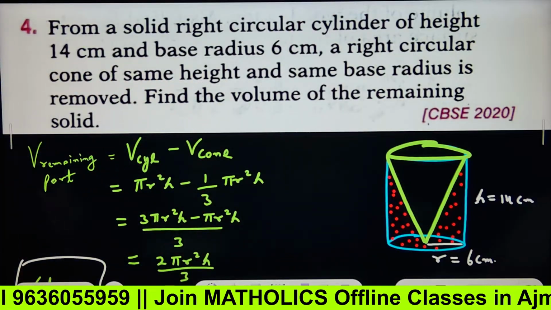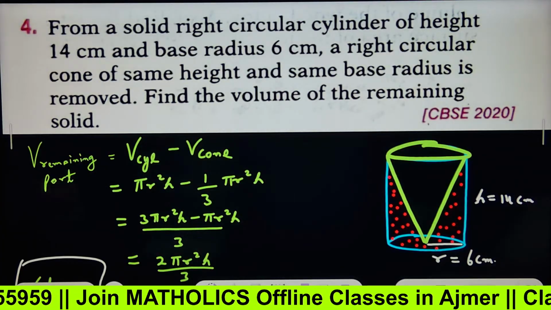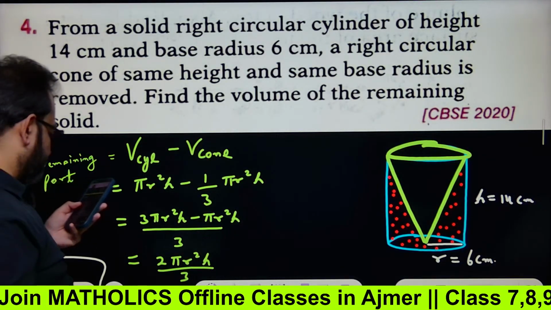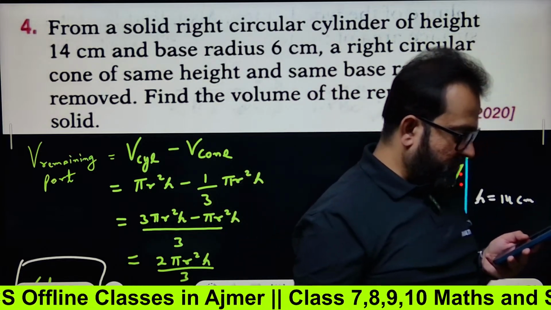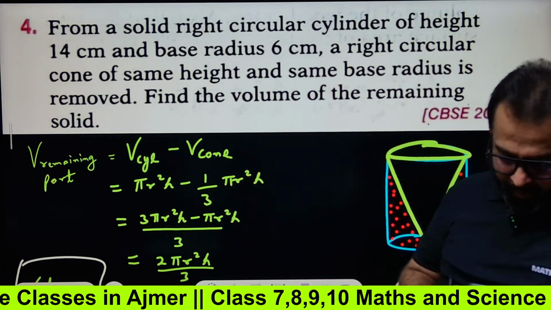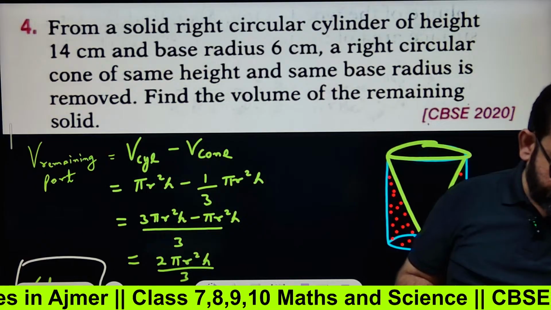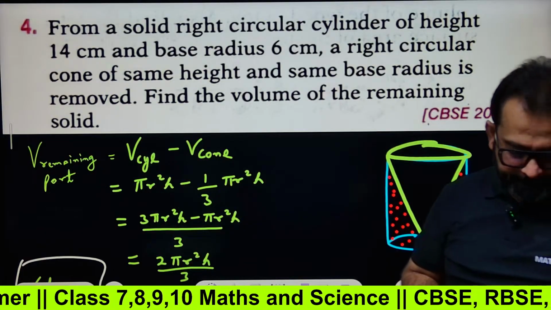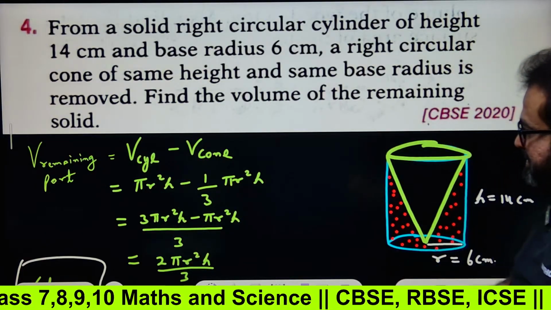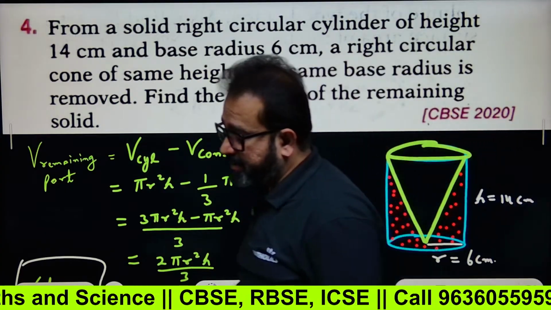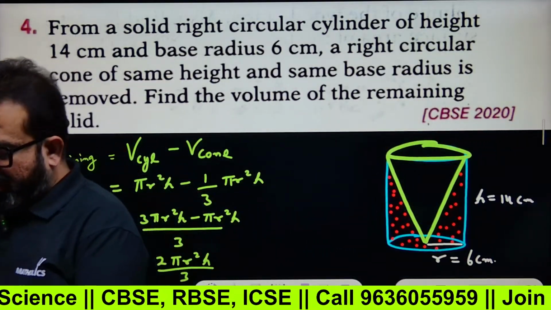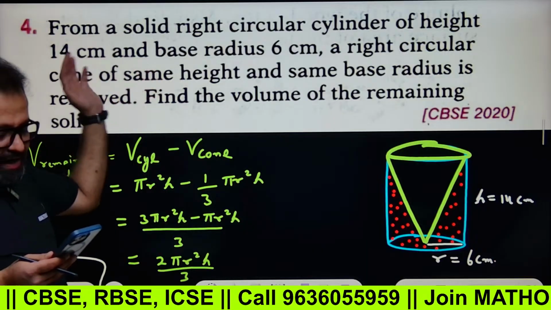Find the volume of the remaining solid. Yes or no? Can we move forward? If this is the correct scenario, the volume of the remaining part will be what? Volume of cylinder minus volume of cone. That's it. Out of the cylinder, you have to subtract the cone.